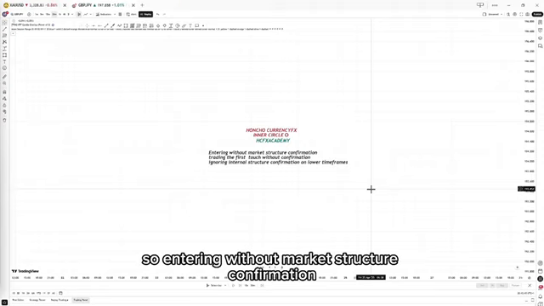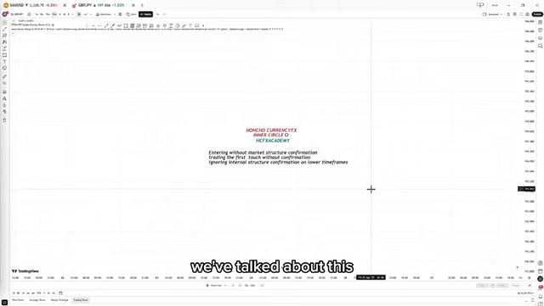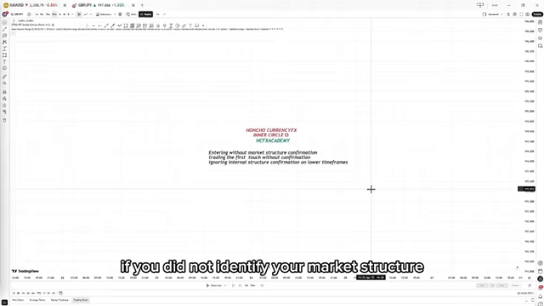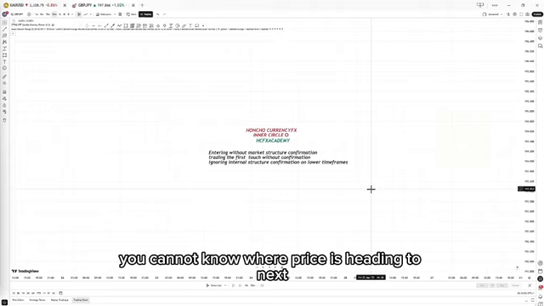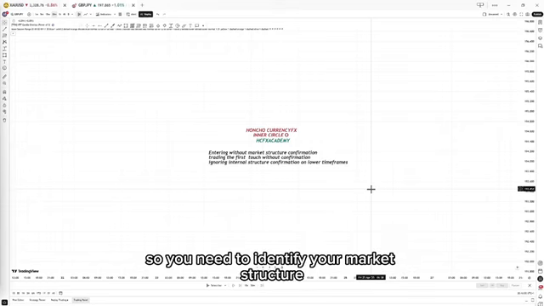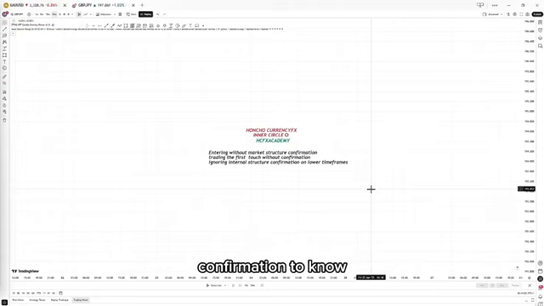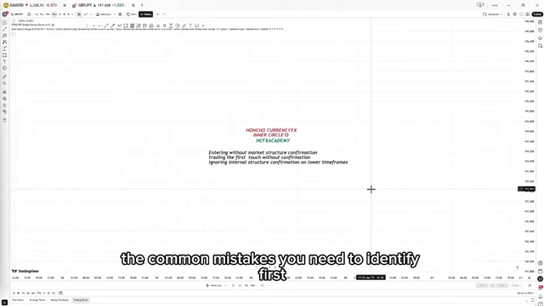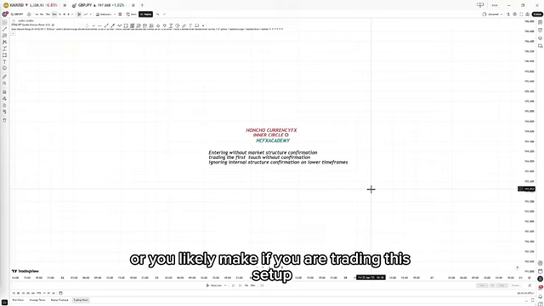So, entering without market structure confirmation. We've talked about this. If you do not identify your market structure, you cannot know where price is heading to next or what price is likely to do next. So you need to identify your market structure confirmation to know whether you are buying or you're selling. So these are common mistakes you likely make if you are trading this setup.